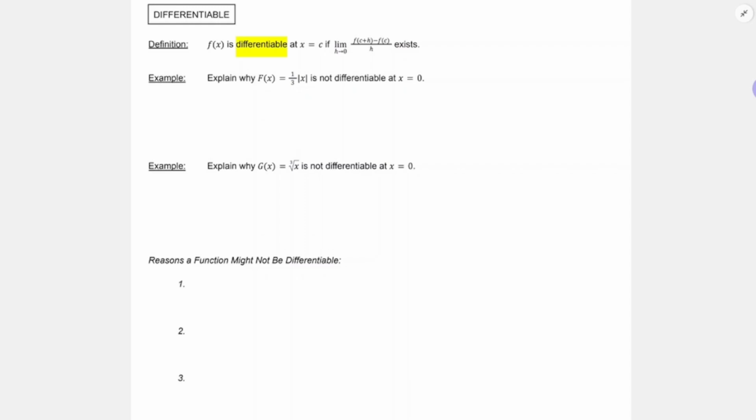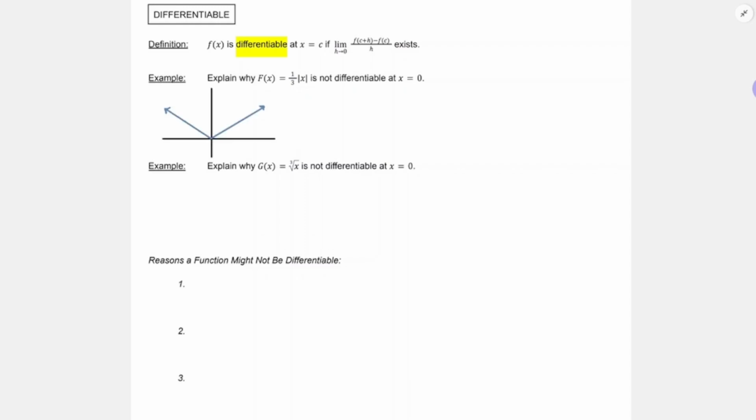We're going to talk about a new vocabulary word to us, differentiable. So a function is going to be differentiable if that instantaneous rate of change exists at that point. Okay, and a synonym for differentiable would be smooth, and that's something you can kind of picture on the graph, not having any sharp corners or anything like that. Okay, so we've got two examples of functions that are not differentiable at points, and I'm going to show you why that's the case, and then we will list out the reasons a function might not be differentiable in this class. Okay, so first would be f of x equals 1/3 of the absolute value of x.